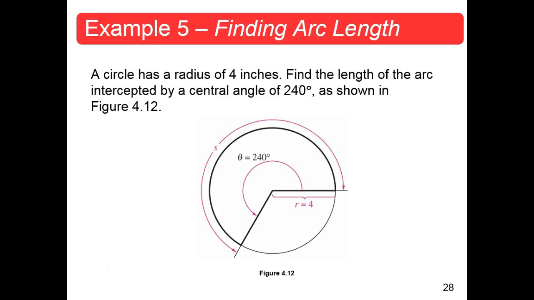Okay. So, here's a good example. Example 5. Finding arc length. A circle has a radius of 4 inches. Find the length of the arc intercepted by a central angle of 240 degrees as shown here. You tell me how to do it. How do you find arc length? What symbol do we use for arc length? S is equal to, what formula do we have? R theta. Can you plug and chug? What would you get?